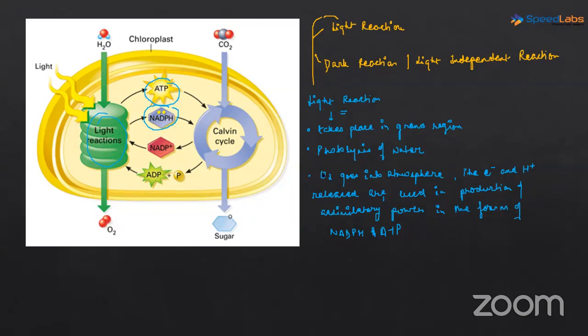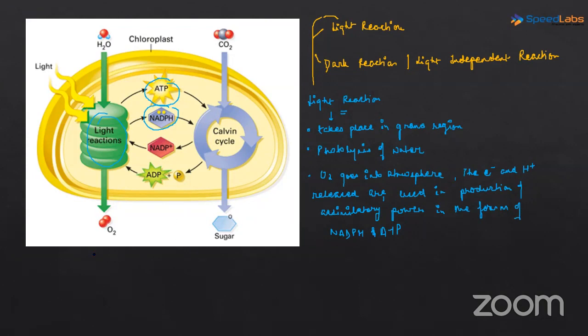Where is it happening, and what is the main event happening in the light reaction? It is the photolysis of water, and as a result of photolysis of water, we know what was formed: protons, electrons, and oxygen. The oxygen is simple, it is going into the atmosphere. The electrons and protons that were released, where are they being used? They are used in the production of NADPH and ATP.